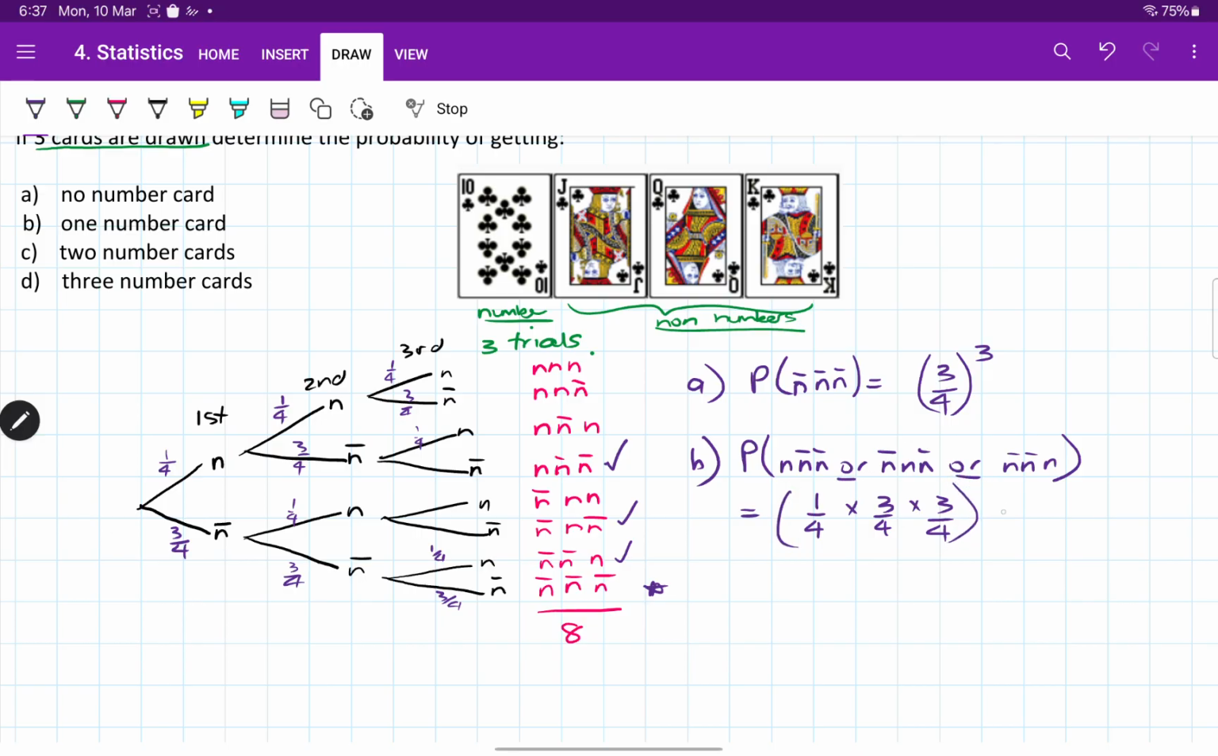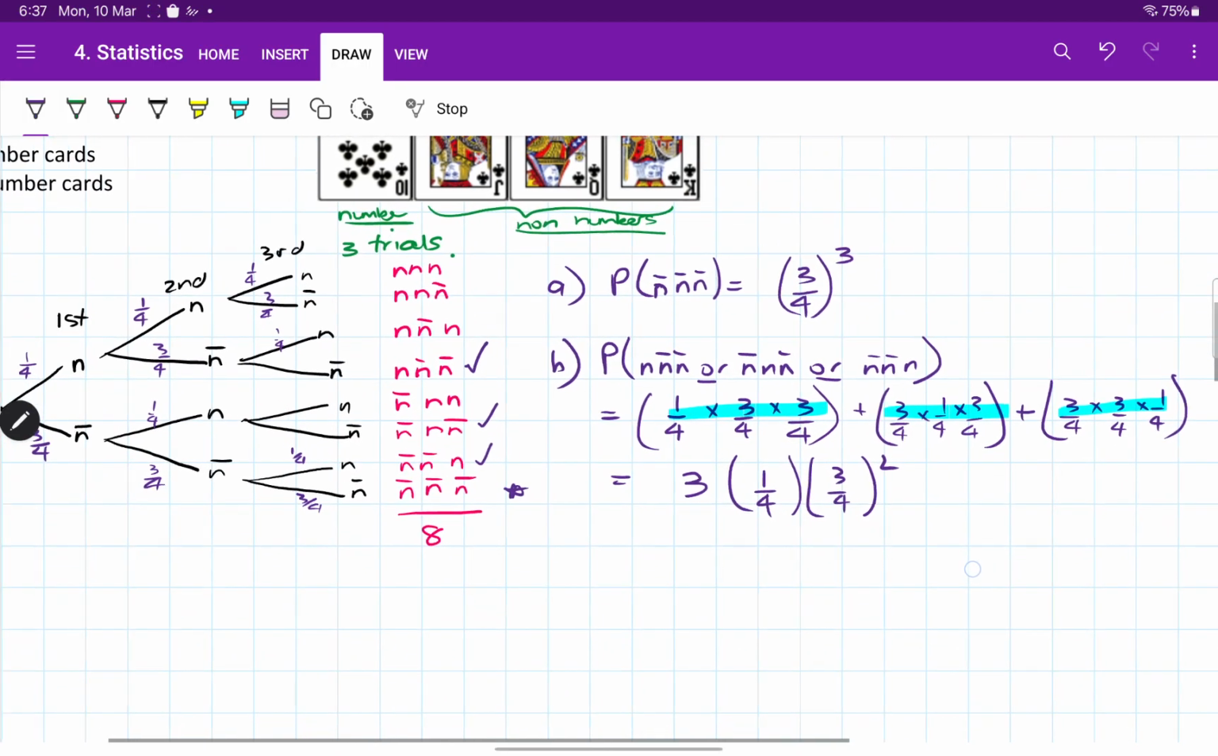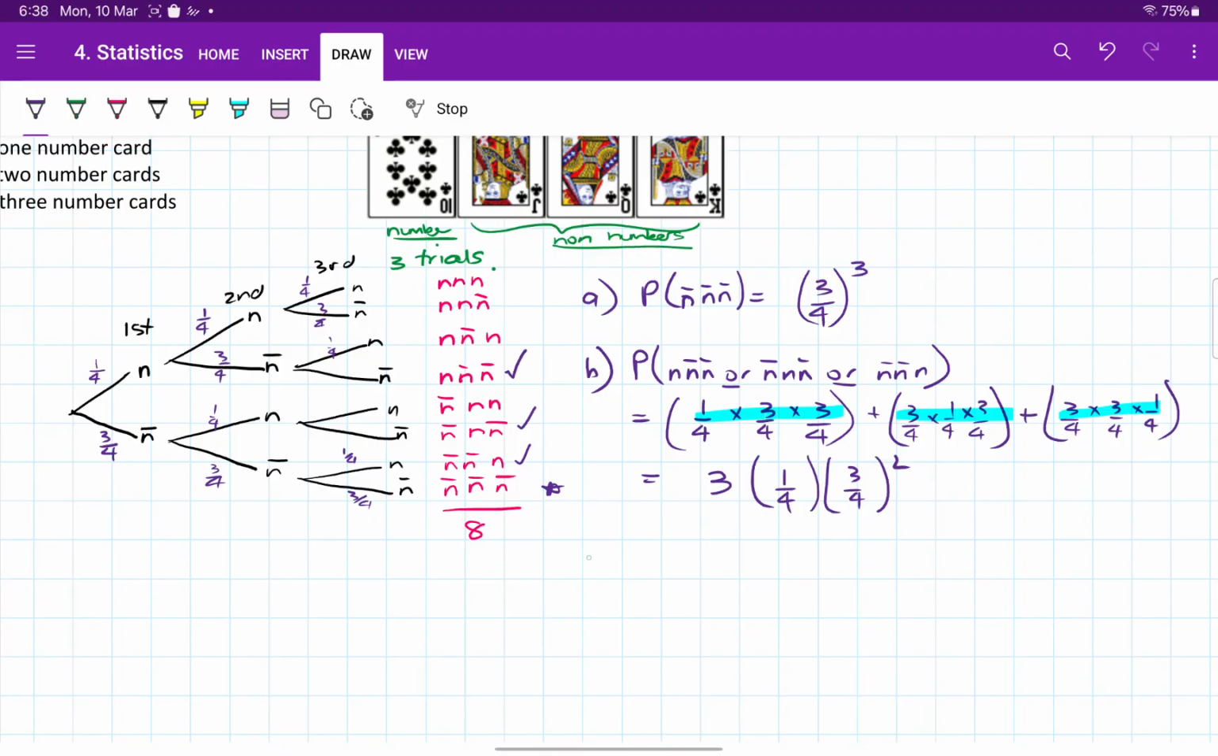And when it's an or, we add, don't we? So plus 3/4 times 1/4 times 3/4 plus 3/4 times 3/4 times 1/4. Okay, I'm just going to neaten that up a little bit. All those brackets are exactly the same. The orders are just different. So we've actually got 3 of those, 3 lots of 1/4 and then times 3/4 squared. Okay, and you can work that math out. I'm not going to do that. We're looking for patterns.